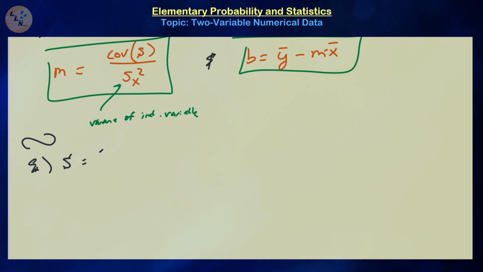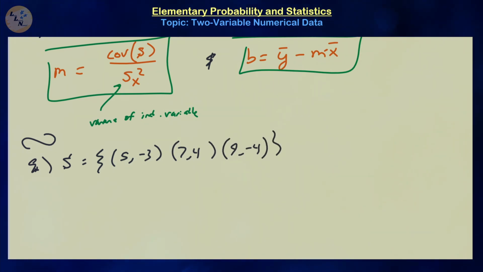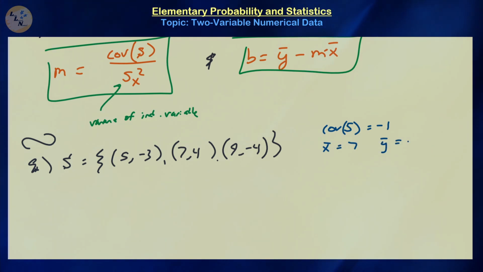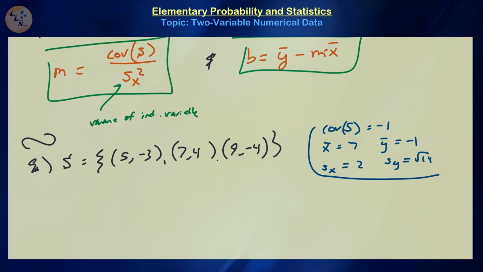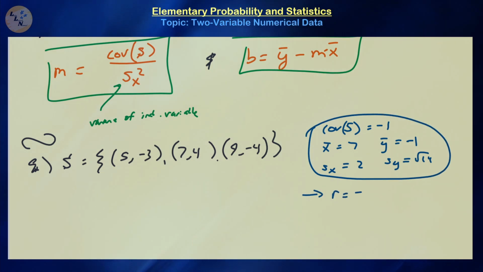So remember our data set was (5, -3), (7, 4), (9, -4), and we calculated several different things for it, right? We calculated the covariance to be -1, the mean of x was equal to 7, the mean of y was equal to -1, the standard deviation of x was equal to 2, the standard deviation of y was equal to square root of 19. That's a little statistic summary, and from it we also said that r was equal to -1 over 2 square root of 19.